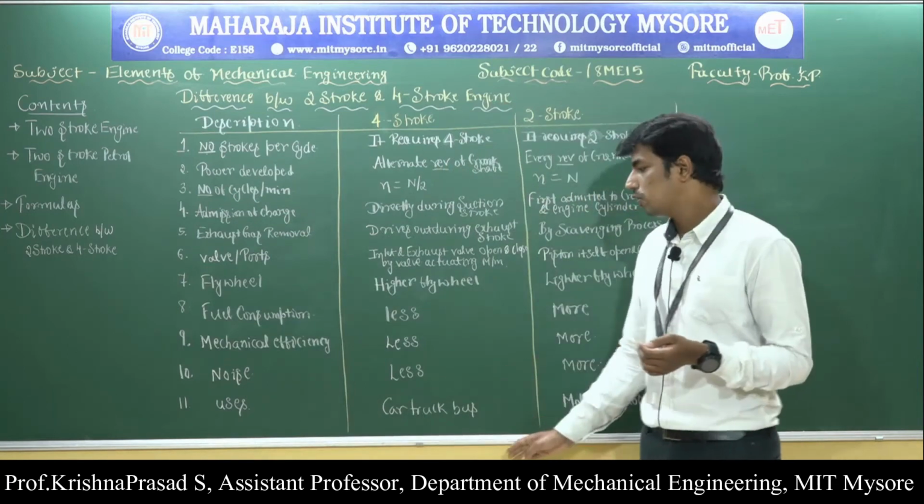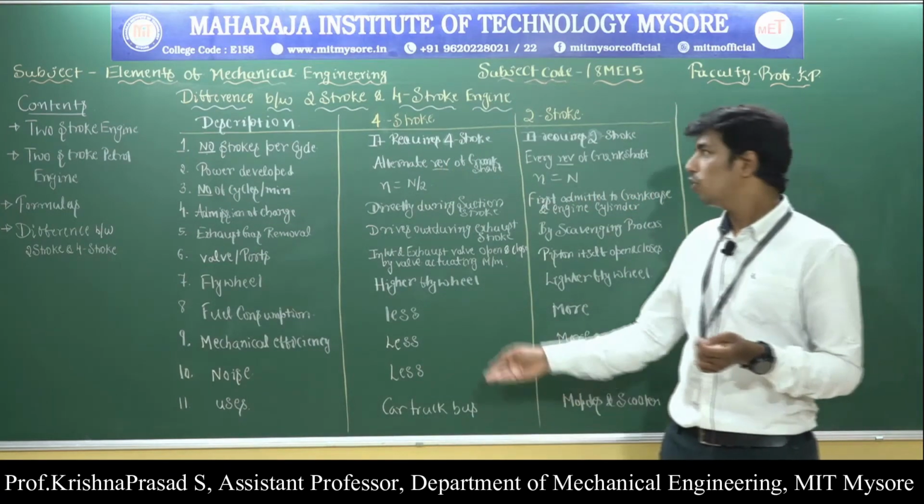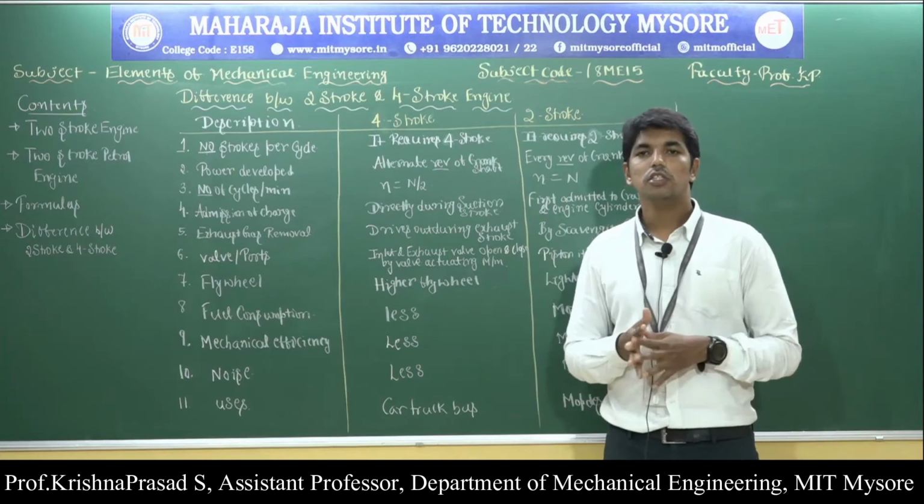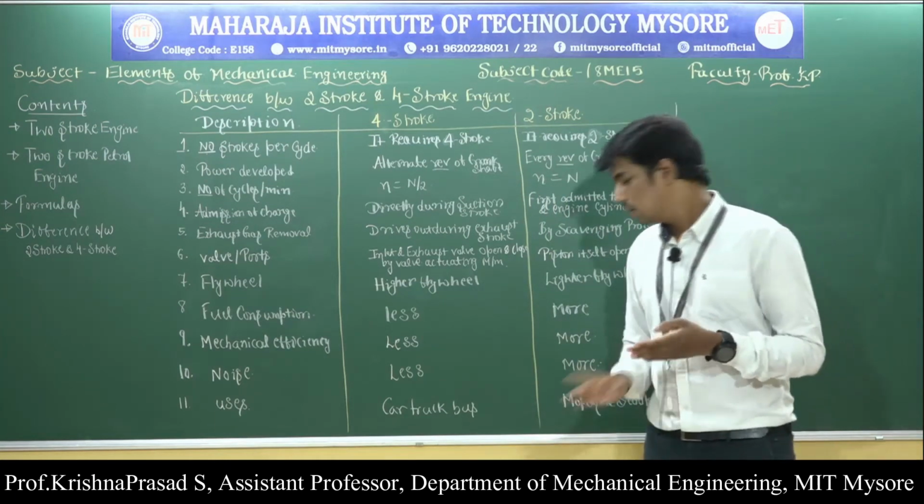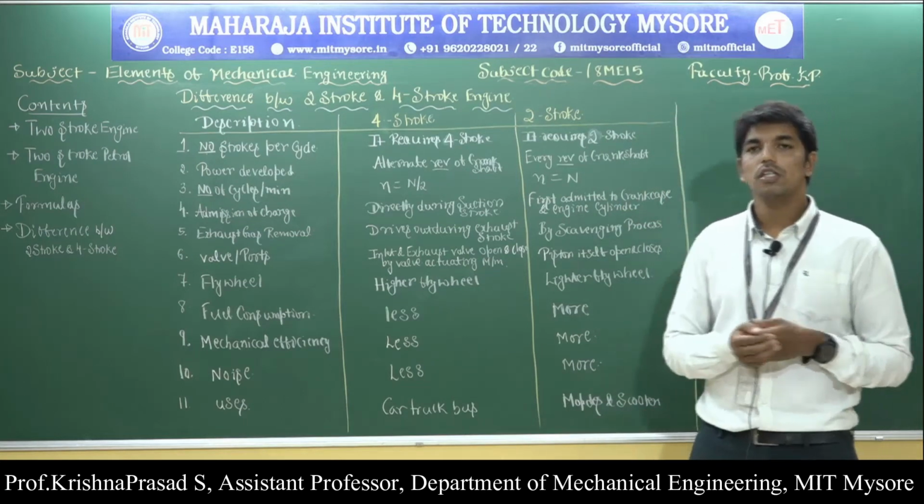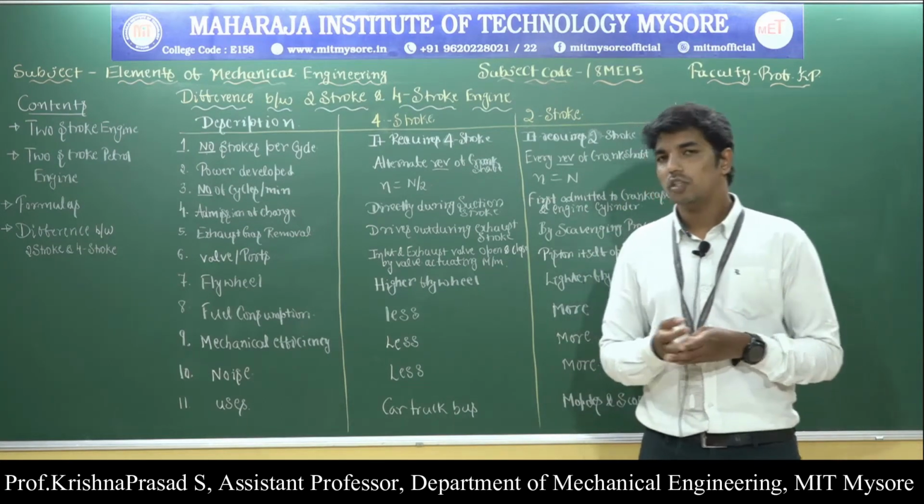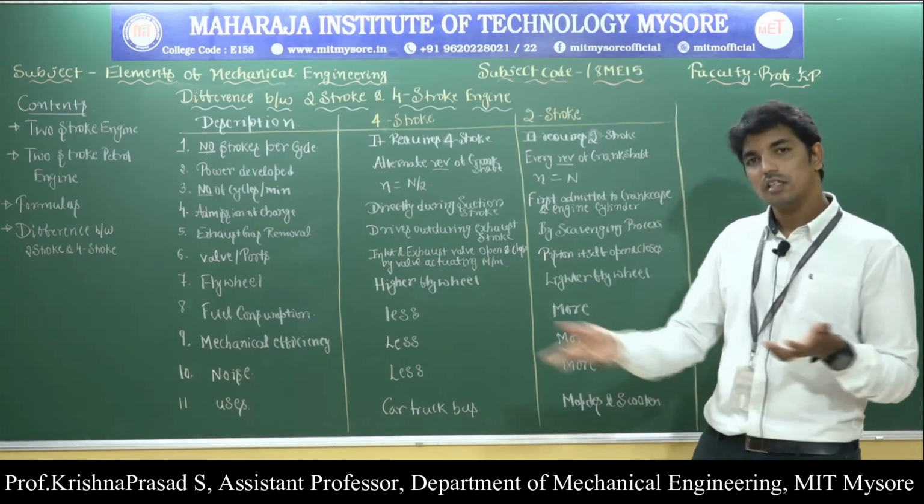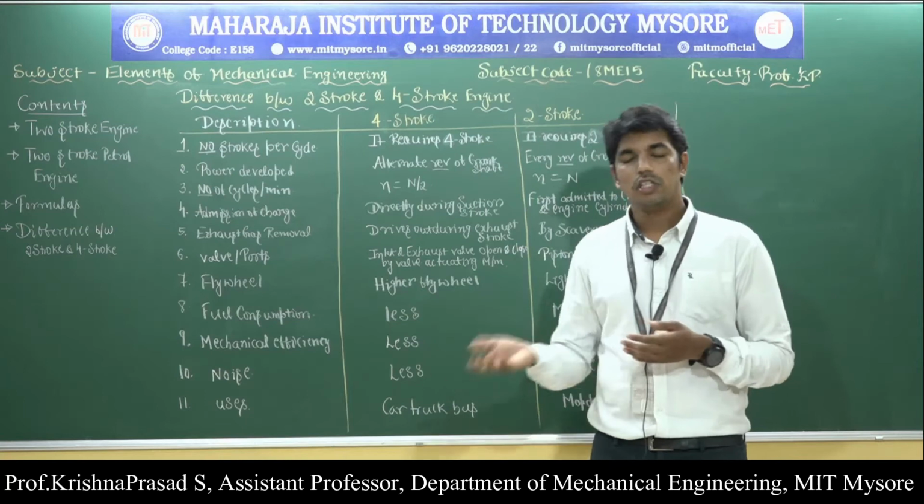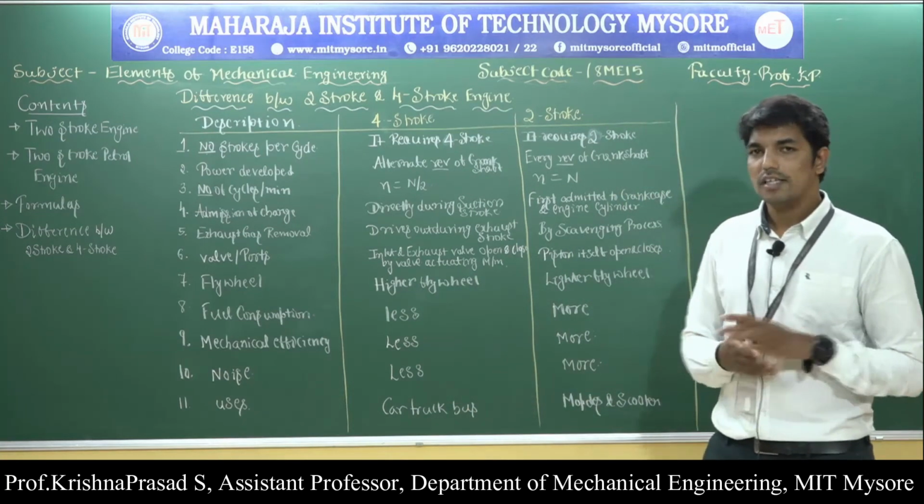Next, last one, uses. Where are we going to use the four-stroke engine? Four-stroke engines are normally used in the bike, car, truck and the tippers. But what about the two-stroke engine? Generally two-stroke engines are used in mopeds, scooters like RX, TVS XL, as well as even in the diesel generator. In the diesel generator we use the two-stroke diesel engine.